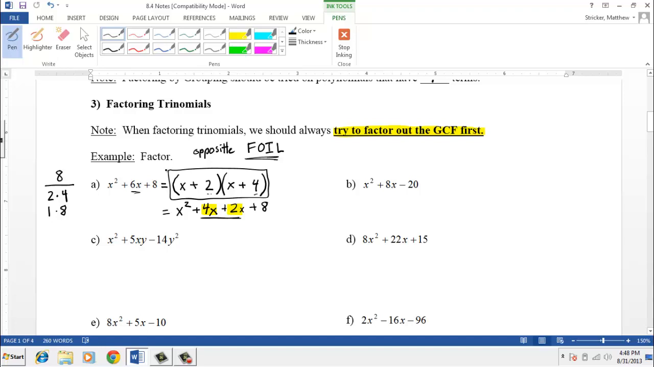Let's go ahead and look at another one here. Here again, the first part of this factoring is going to be x times x, because x times x is the only way to get x squared.